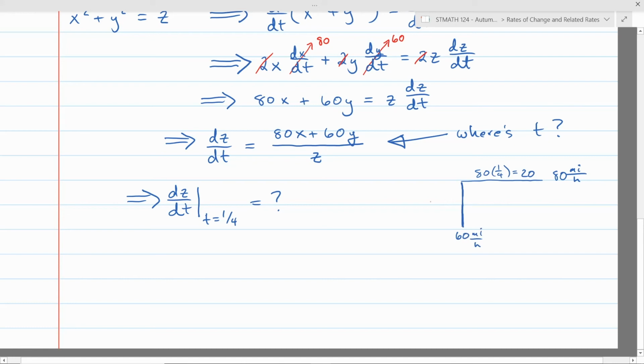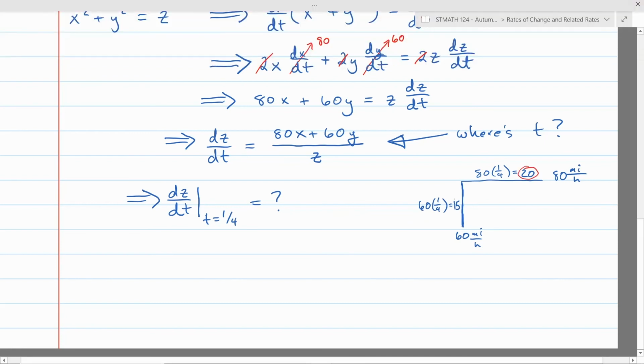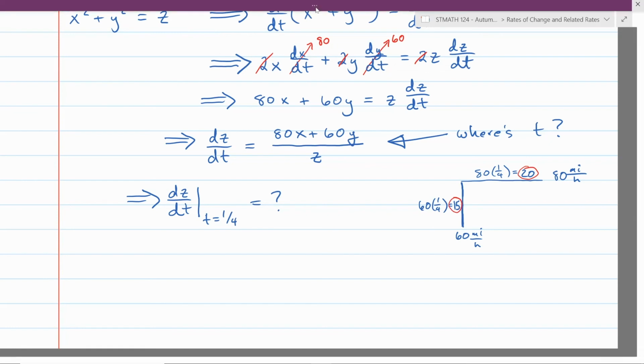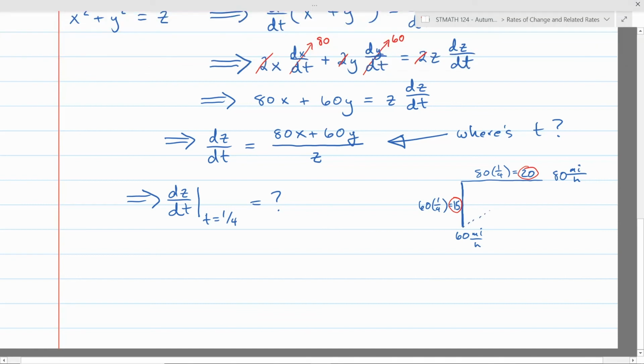So you do 60 times a quarter, and that'd be 15, right? In our little triangle picture, at that particular moment in time, the horizontal side was 20 and the vertical side was 15. And we can also figure out what that hypotenuse was at that moment, because now we know two sides of that triangle. The side that's 15 was our y, and the side that was 20 was our x. And so we have this z here.